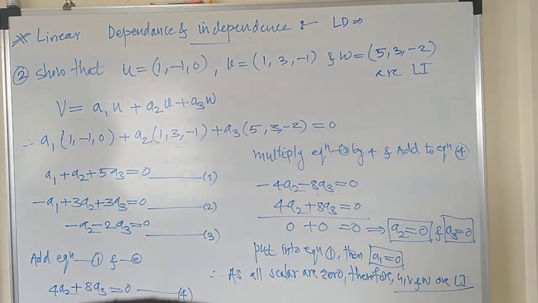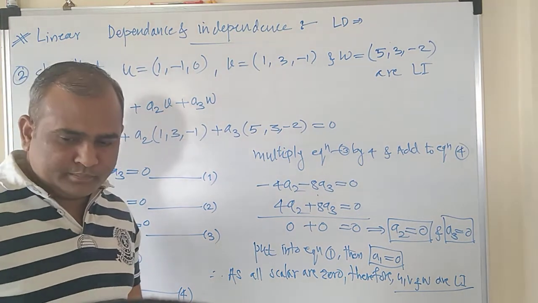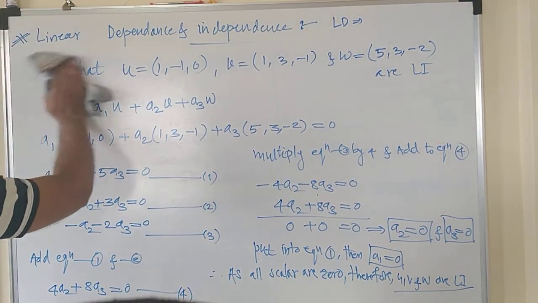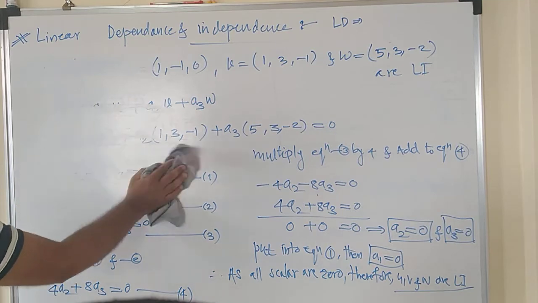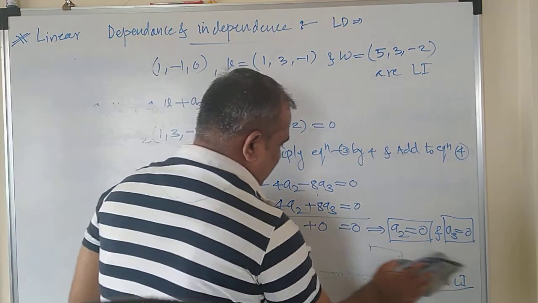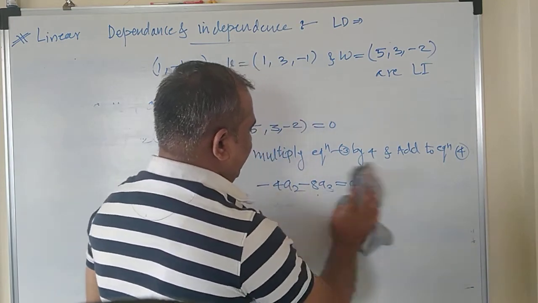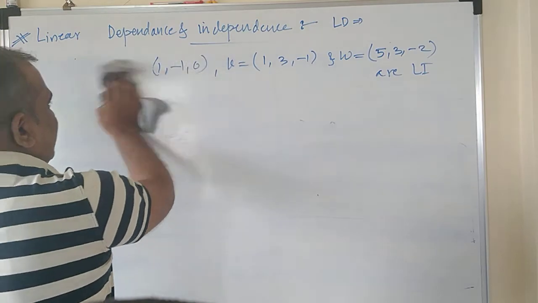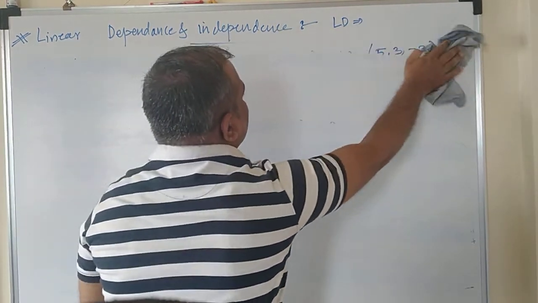So this is the solution for this problem, right? Now let's go for the other methods to find out the linear dependence and independence of vectors, and what are the conditions to find out the linear dependence and independence of the vectors. I'll just give you those conditions and then homework problems.